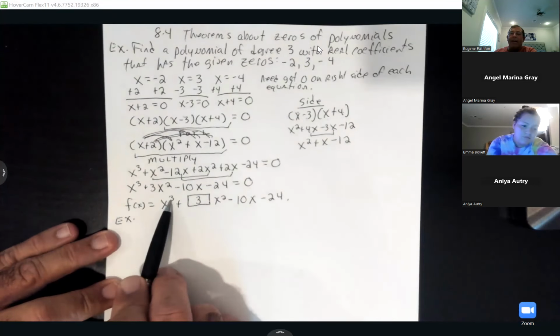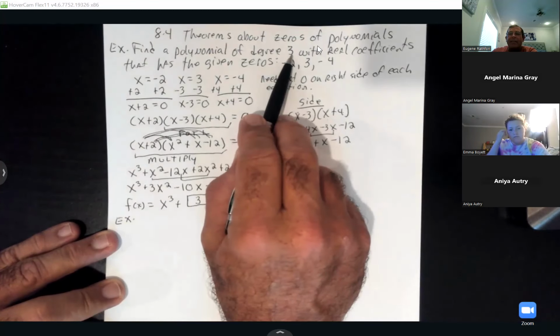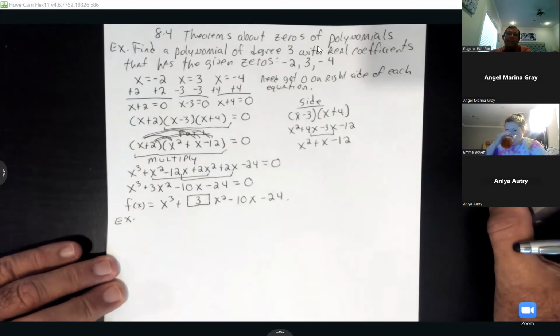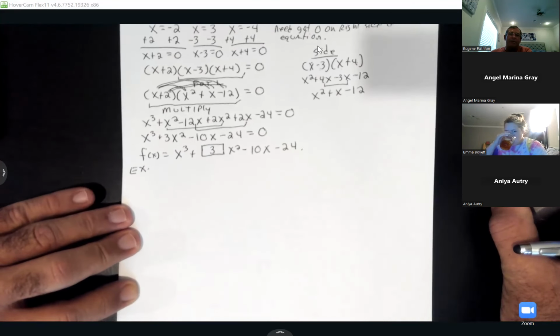And y'all look at that. The highest exponent is a 3, so it's a degree 3, like they said. Okay? So that's the trick on these. It's just we're going to be working in reverse.